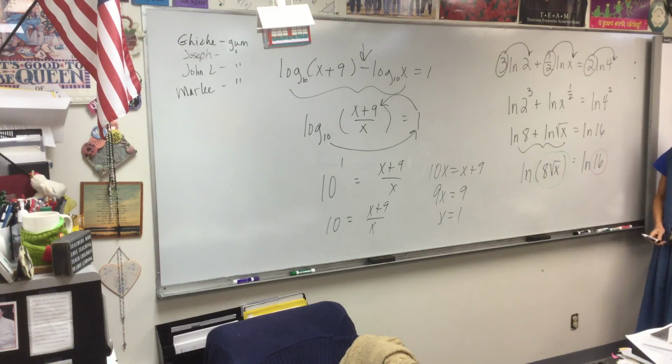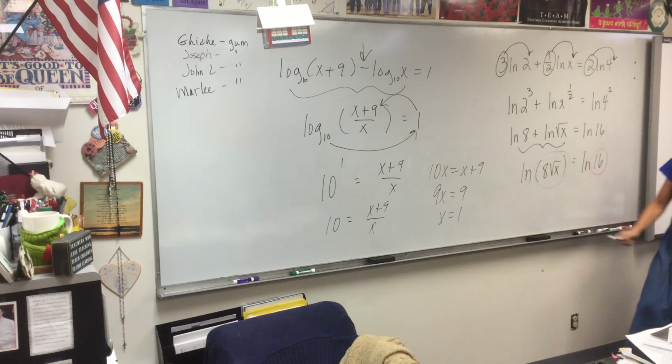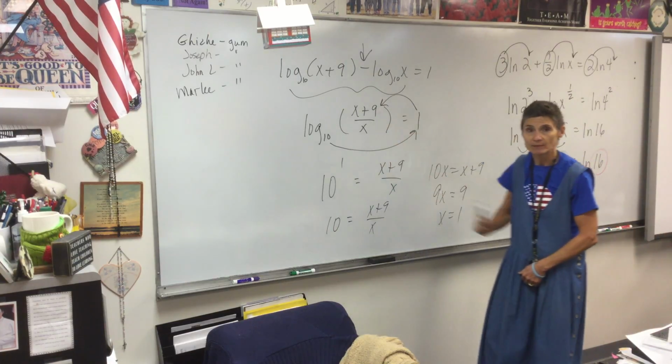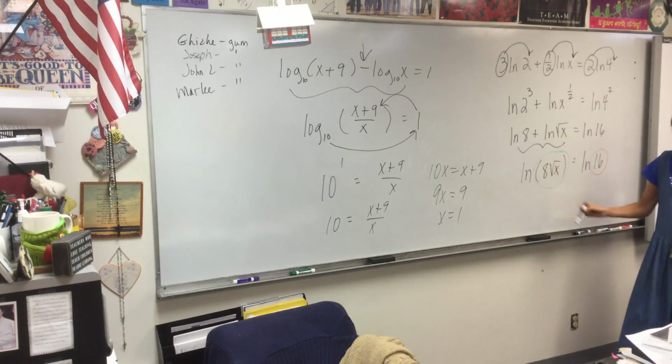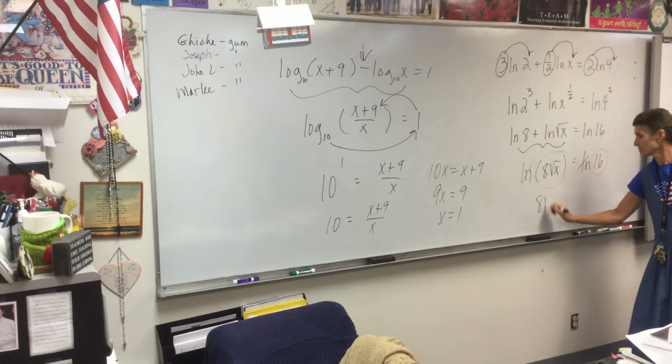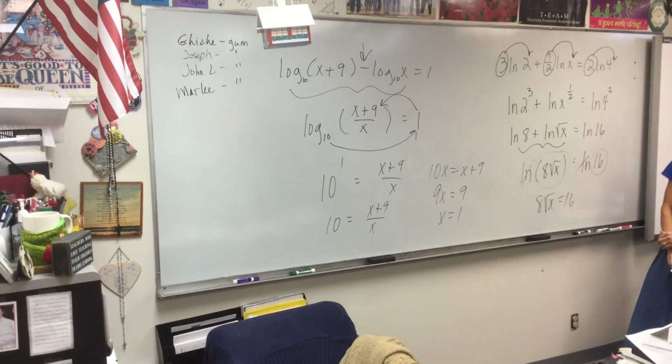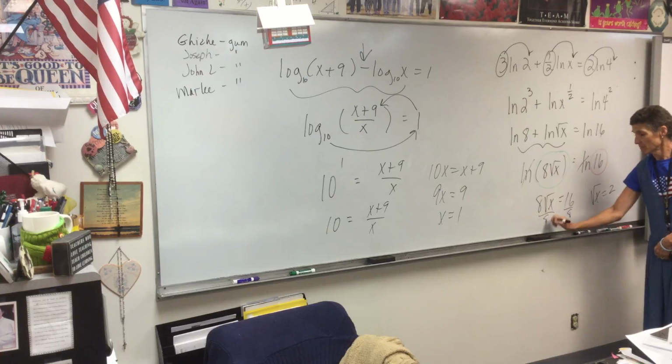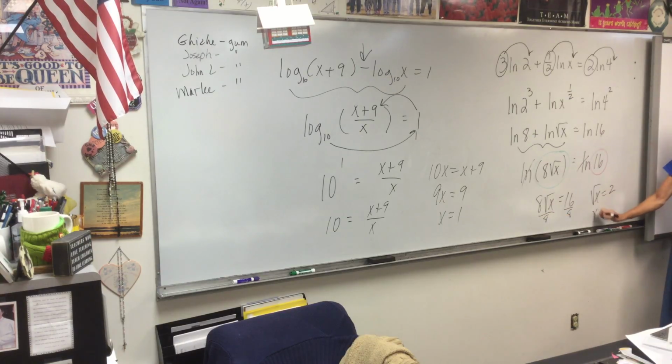If ln green equals ln red, I don't do any translating like I did over there. I don't need to do any of this stuff. If ln green equals ln red, I can drop those logarithms, and 8 root x equals 16. So root x equals 2, if I divide both sides by 8. Squaring both sides, x equals 4. And there we go. Okay?